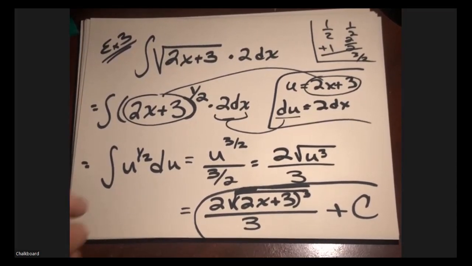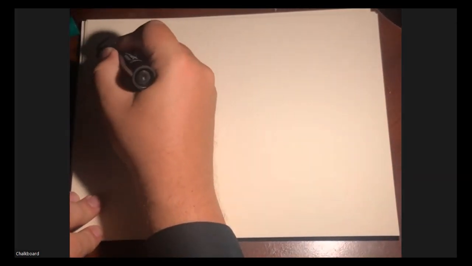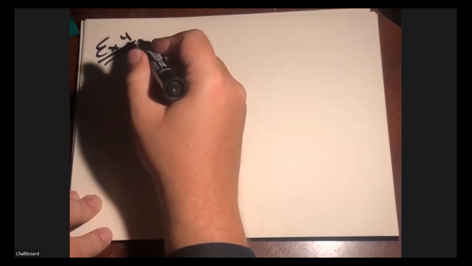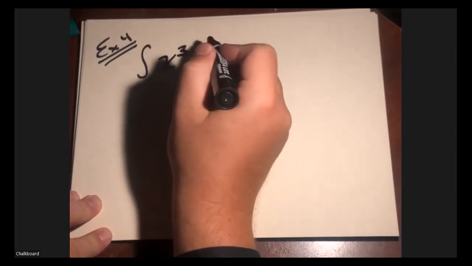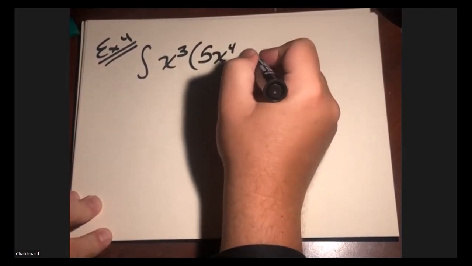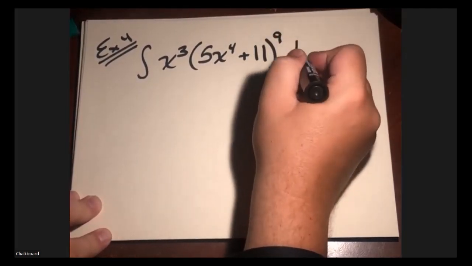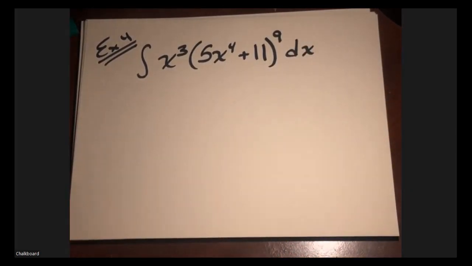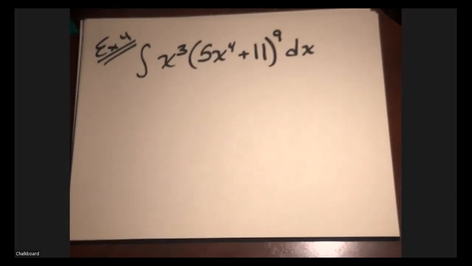is the integral of, and I'll write it here. Example 4 is the integral of x cubed times 5x to the 4th plus 11 to the power 9 dx. Okay, so now, for the first time, you're going to see a little bit of variation with the du and the dx, and a little bit of a constant fraction situation, because it doesn't match exactly, but we do have a match in terms of powers.